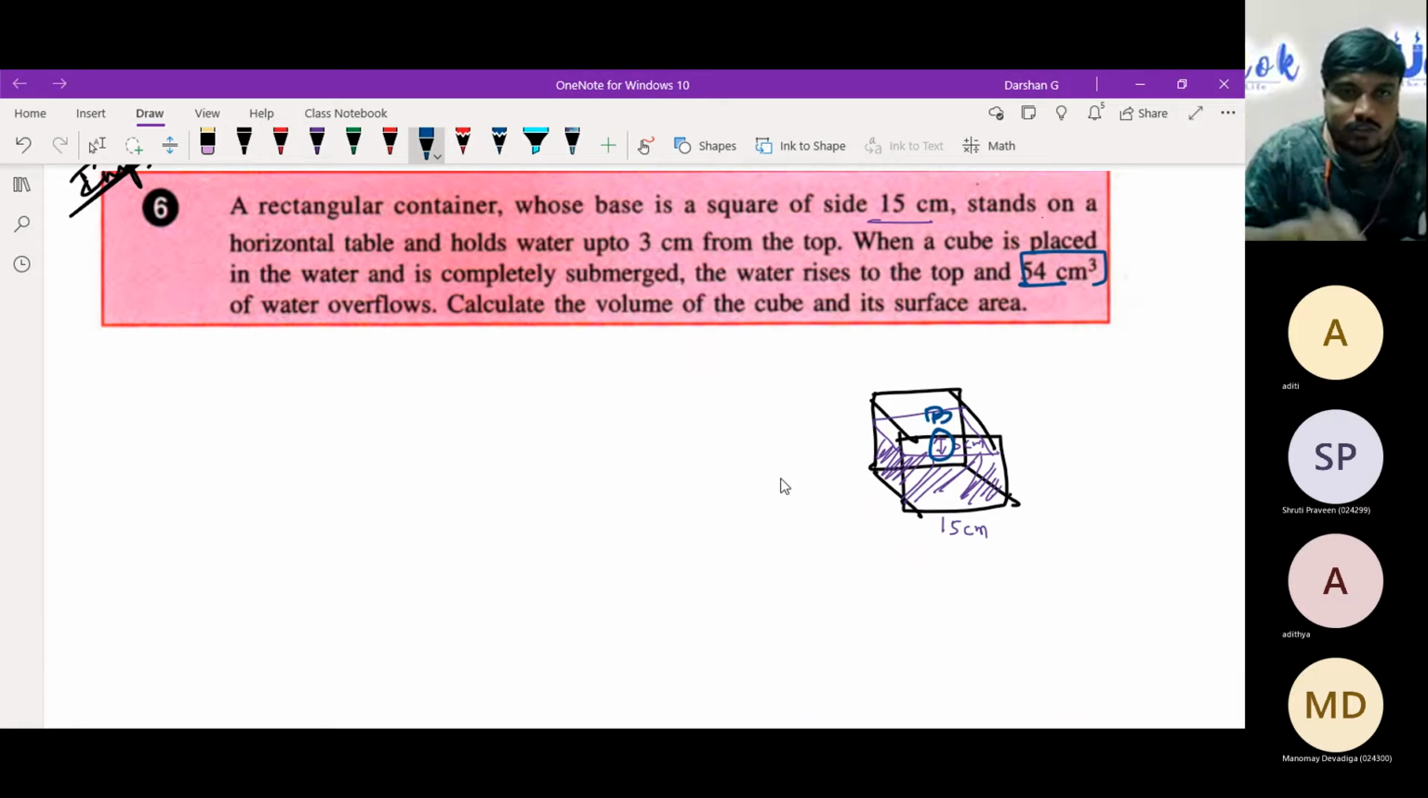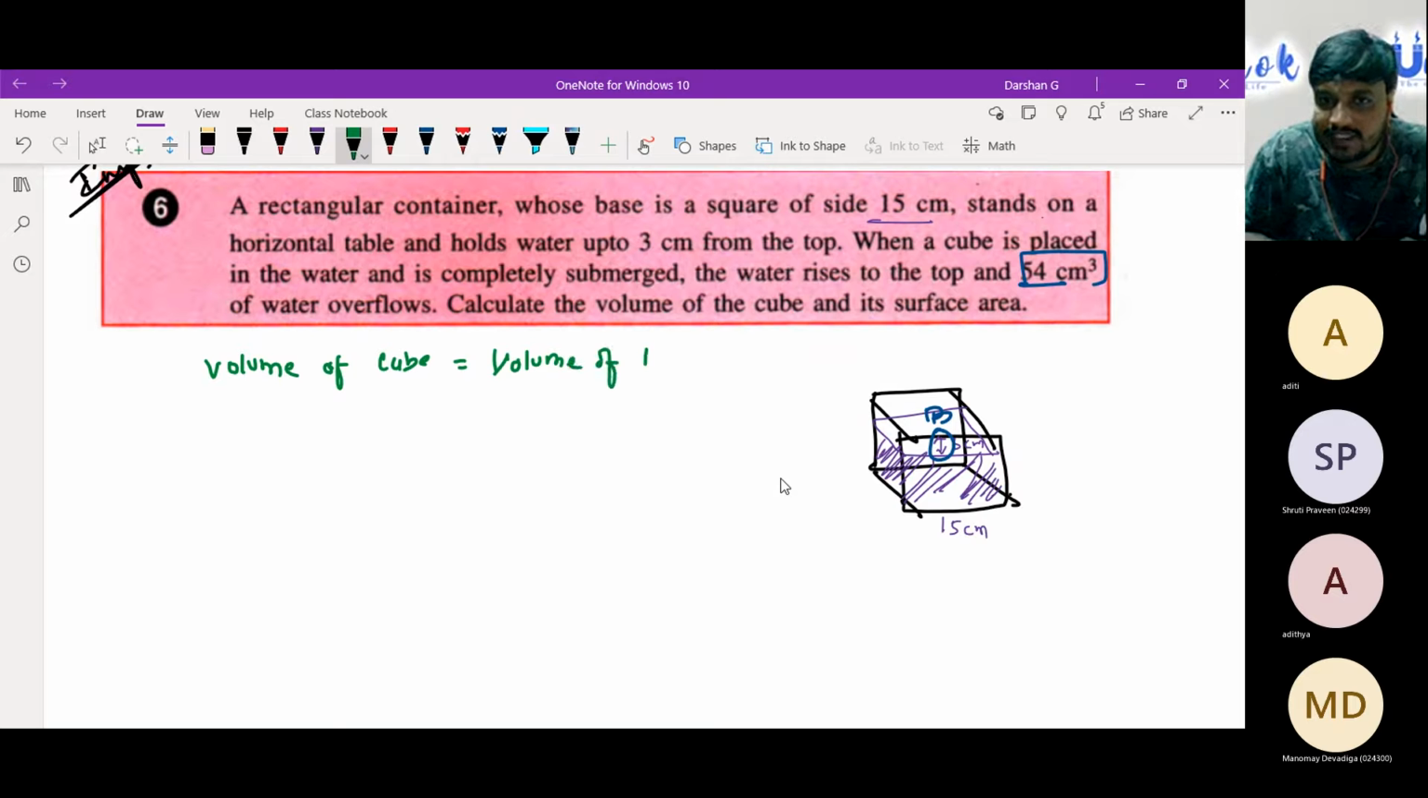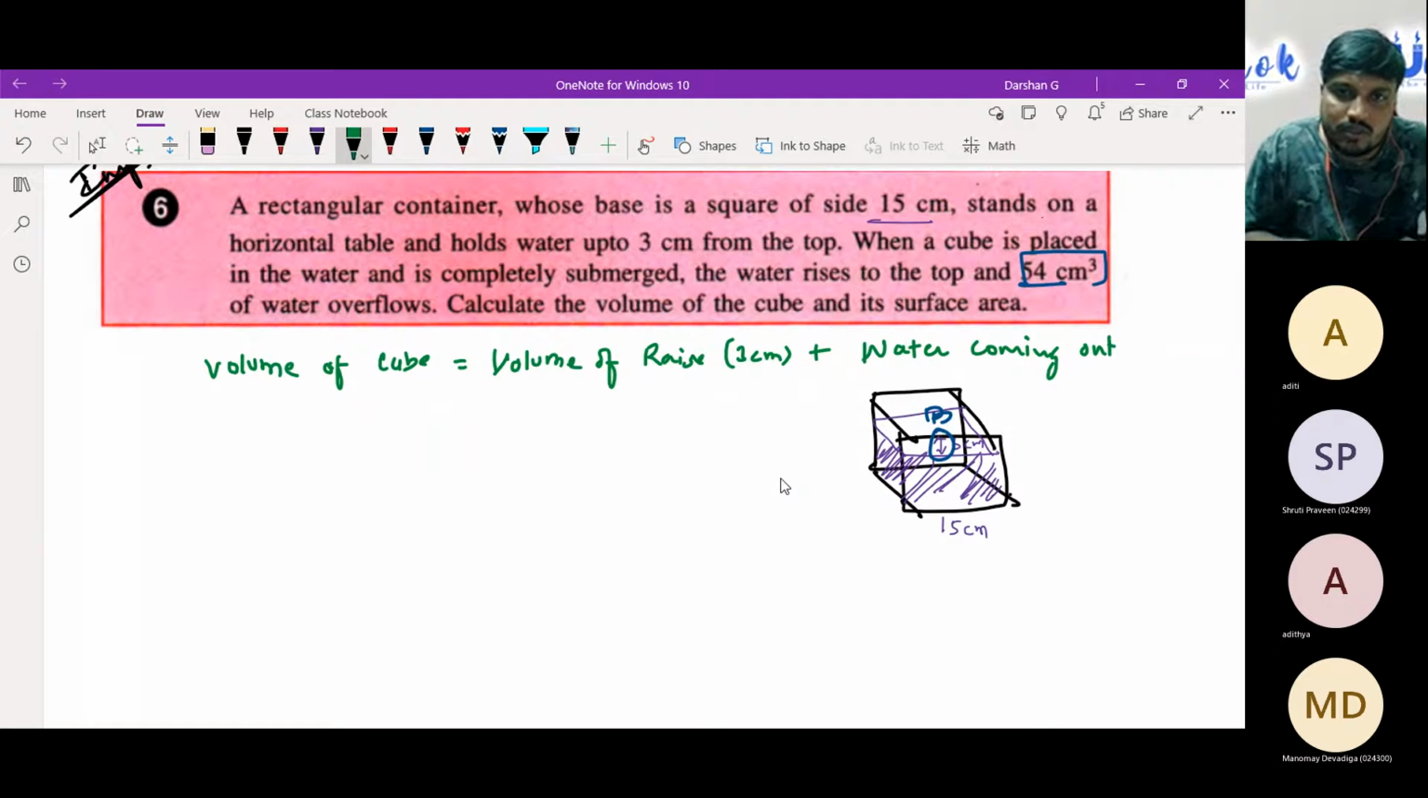Right? That's the thing. So what is the volume of the cube? Volume of the cube equals that 3 centimeter rise. So volume of rise in 3 centimeter, plus the water coming out. Right. So what is the water coming out? We directly know it is 54 centimeter cube. Very important.